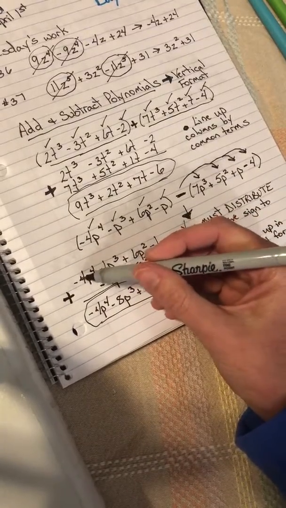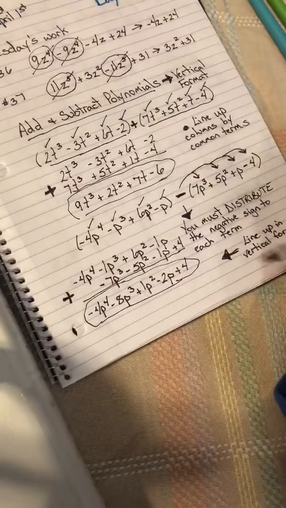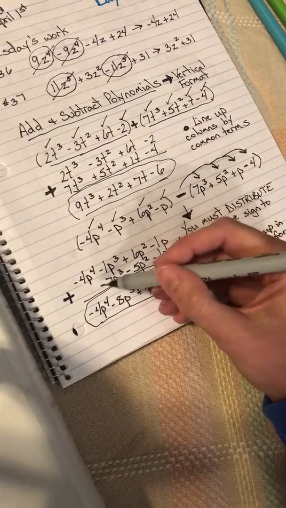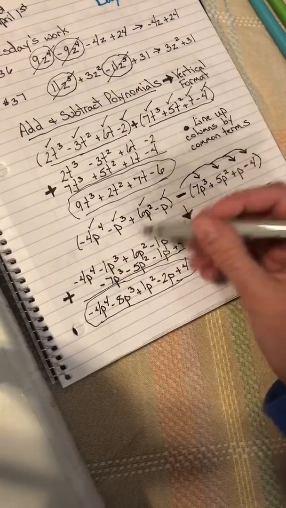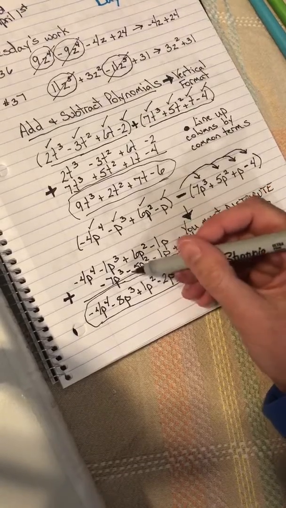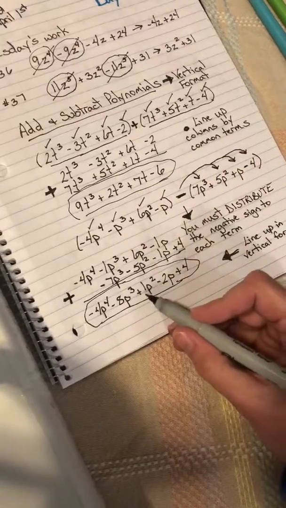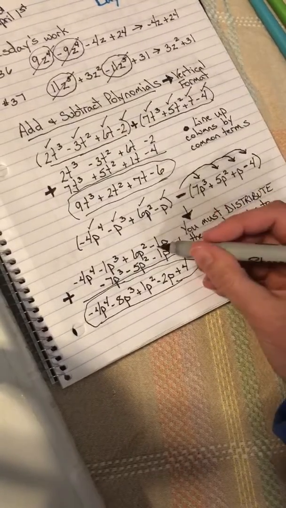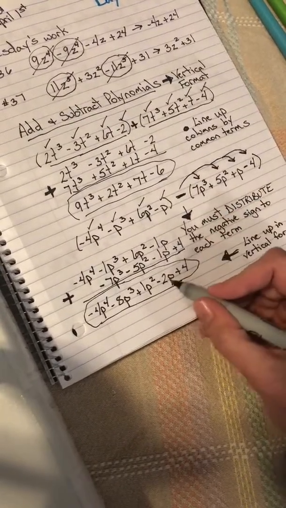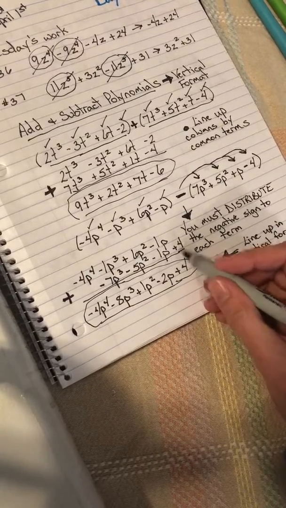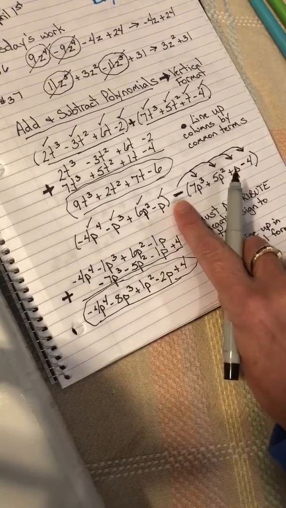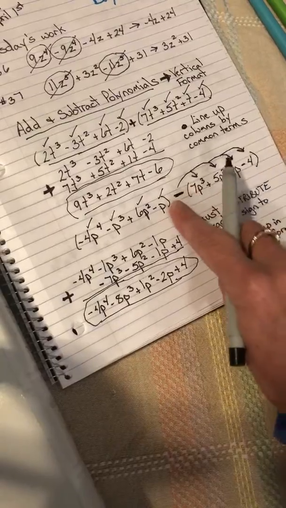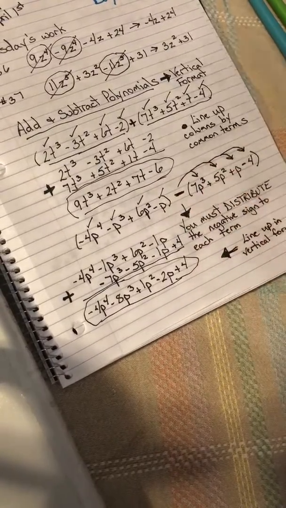So negative 4p to the fourth, I just bring straight down. Negative 1p to the third, negative 7p to the third is negative 8p to the third. Positive 6p squared, negative 5p squared is a positive 1p squared. Negative 1p is a negative 2p, and then plus 4 gets brought down. Okay. So with the subtraction, the key is you have to distribute the negative sign to each term in the polynomial that you are subtracting.